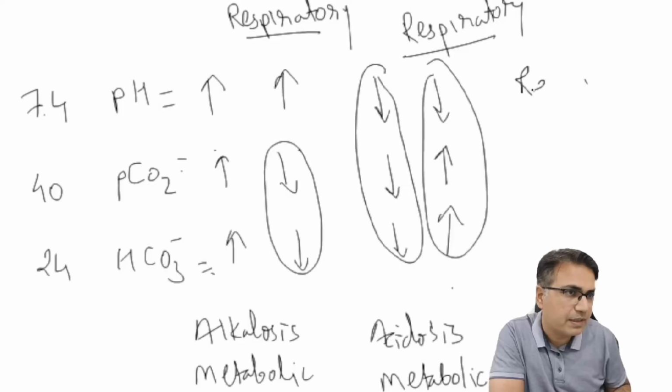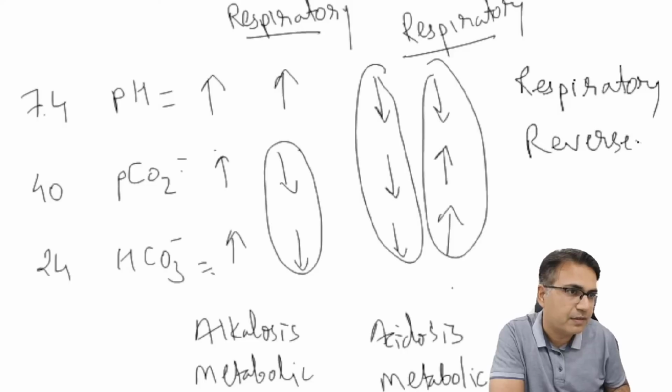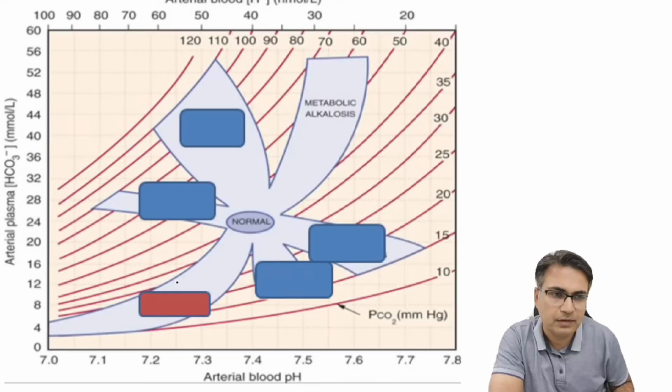Just remember this: respiratory is reversed. Respiratory is reversed means bicarbonate and PCO2 level both are reversed. Now try to figure out this red box. I will give you 10 seconds.